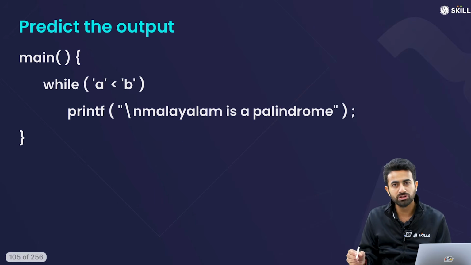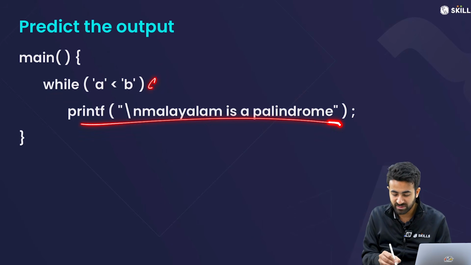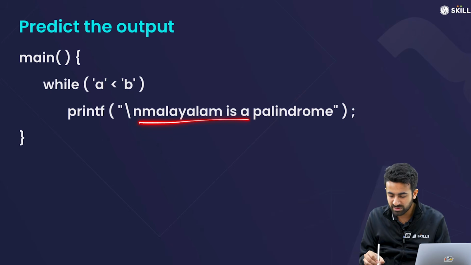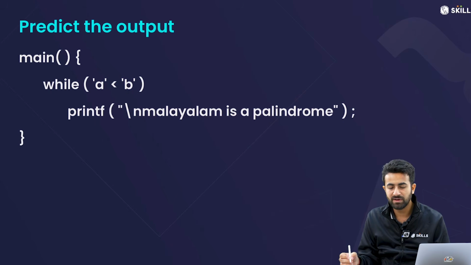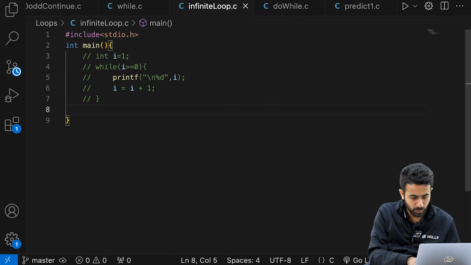Let's move to the next question. Again, an infinite loop question. Of course, if I write while and then a single line, it means it is inside the while body. I say while a is less than b, these are characters. Print Malayalam is a palindrome. What do you think will be the answer? Infinite loop.